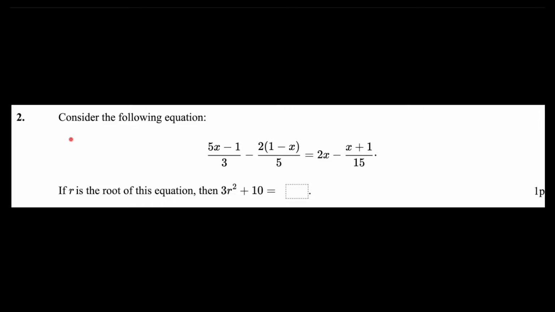Okay, so some people asked me some questions. Maybe I designed it not in a very good way. My goal was to see, let me read it for you. Consider the following equation. If r is the root of this equation, then 3r squared plus 10 is equal to what? Some people asked me, is it a misprint or what? I could say 3x squared plus 10. But I am telling you that r is the root of this equation.